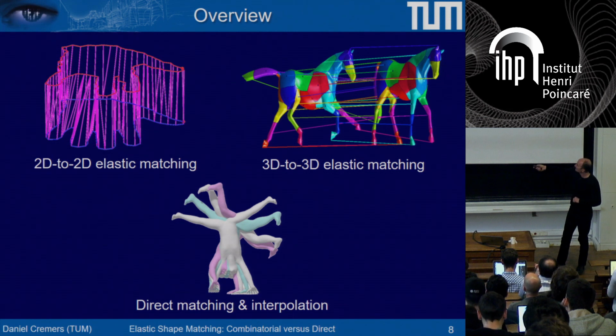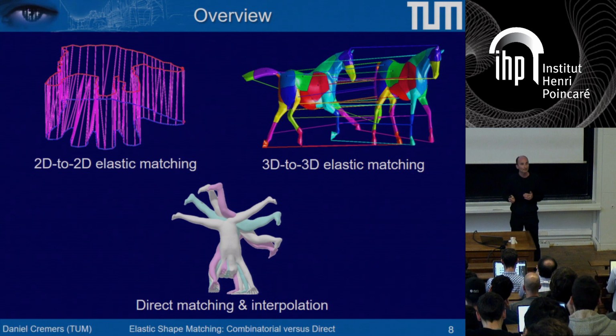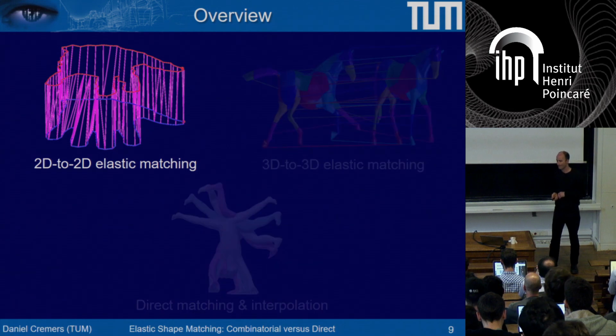And then I'll talk about a very recent work where we talk about not just matching and correspondence estimation, but also interpolation and extrapolation of shape.